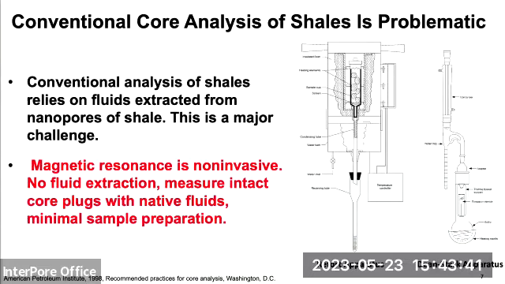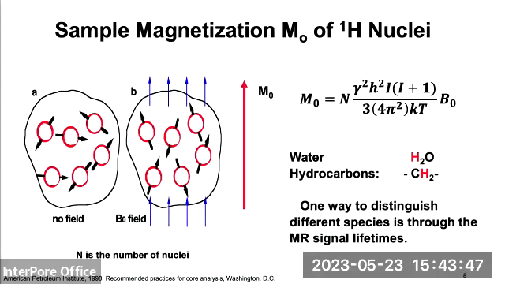Now, let me tell you some simple magnetic resonance. We're going to be interested in water and oil, or water and hydrocarbons. Each has hydrogen. Hydrogen is a spin 1/2 nucleus, and if we were to place those nuclei in a static magnetic field, a B0 field, quantum mechanically, we would have a restriction of orientation of those nuclei. Their magnetic moments would be aligned either partially parallel or partially anti-parallel with the applied field. If we add up all these individual magnetic moments vectorially, the resultant is M0. This is our sample magnetization.